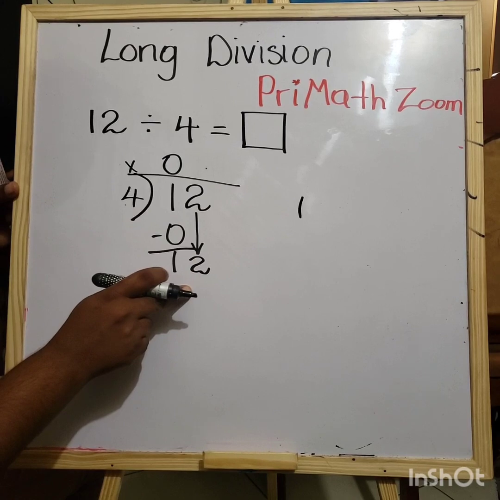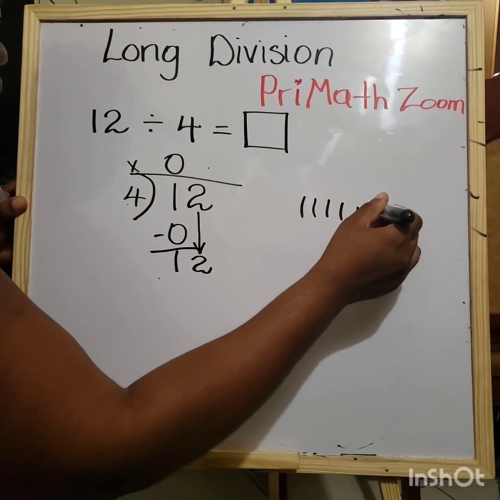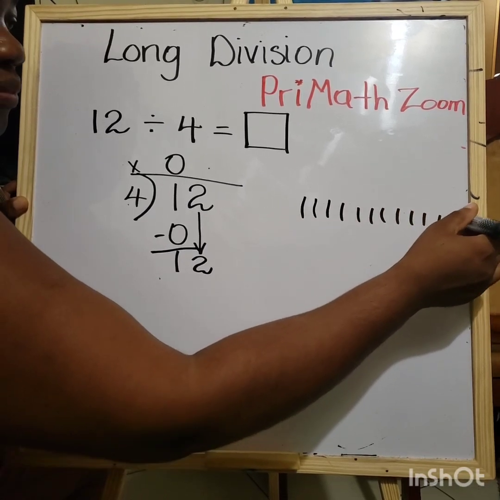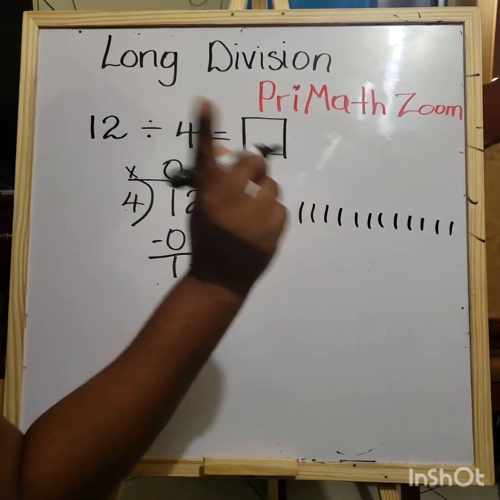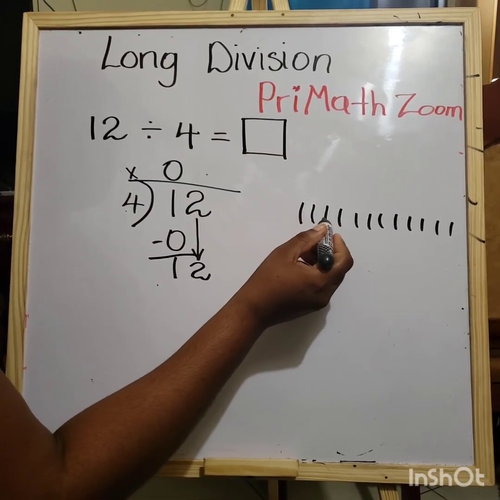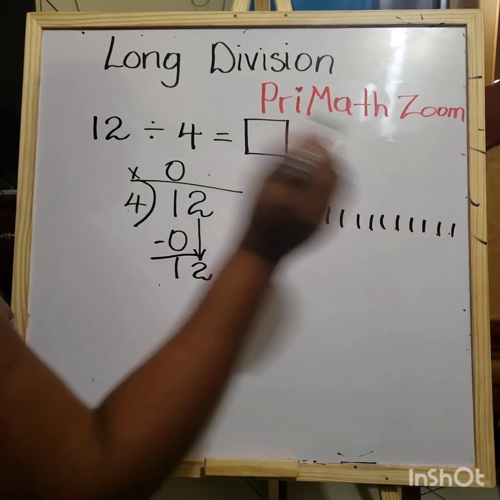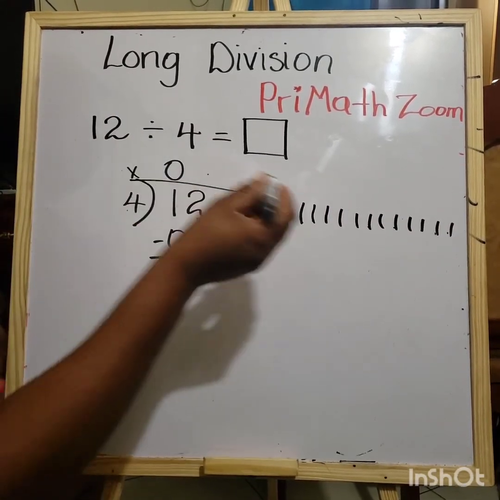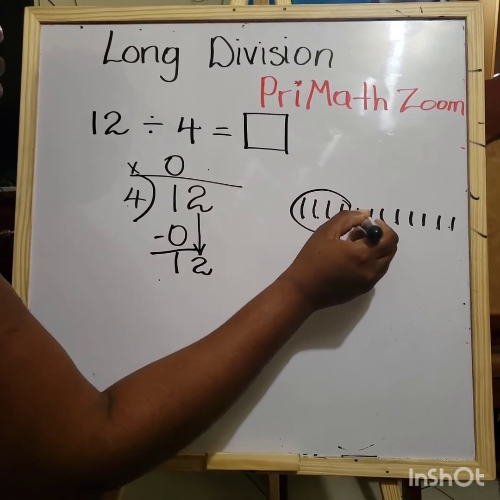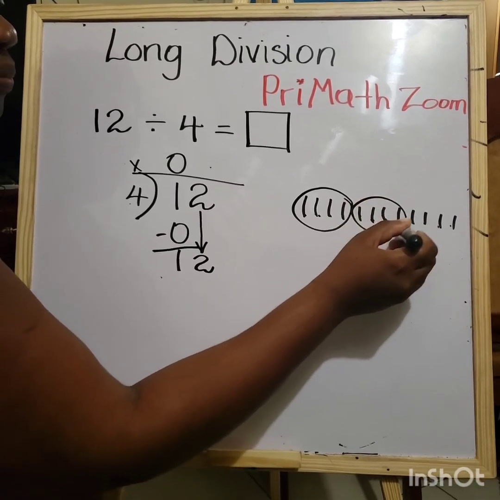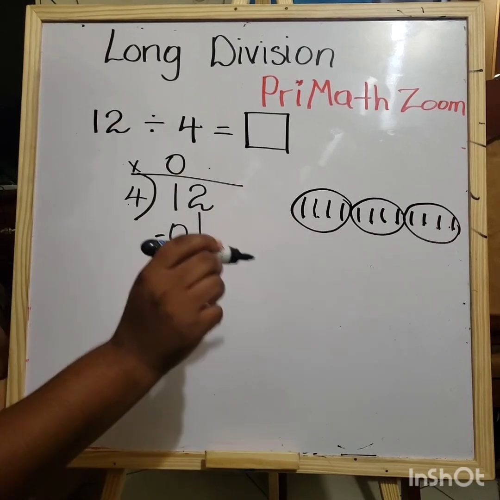So 4 into 12, here in a group of 12 things. How many groups of 4 can we get from it? So let's count to check. 1, 2, 3, 4, 5, 6, 7, 8, 9, 10, 11, 12. So we're going to keep circling groups of 4. 1, 2, 3, 4. 1, 2, 3, 4. 1, 2, 3, 4. So there are 3 groups in 12.